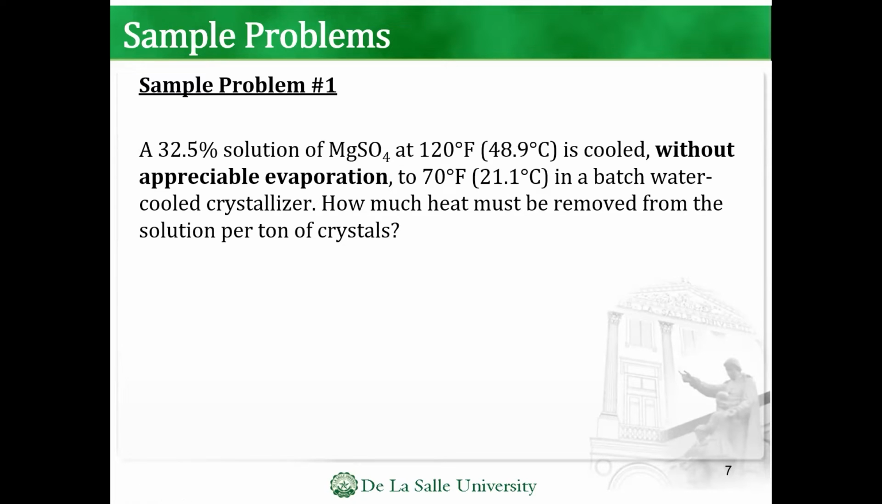A 32.5% solution of magnesium sulfate at 120 degrees Fahrenheit is cooled without appreciable evaporation to 70 degrees Fahrenheit in a batch water-cooled crystallizer. How much heat must be removed from the solution per ton of crystals?